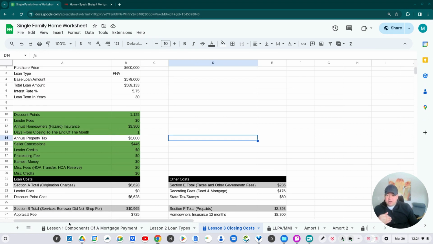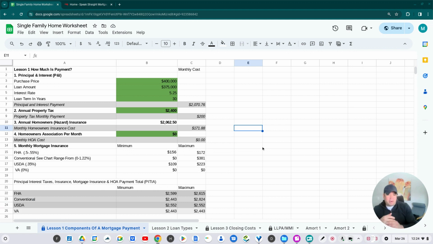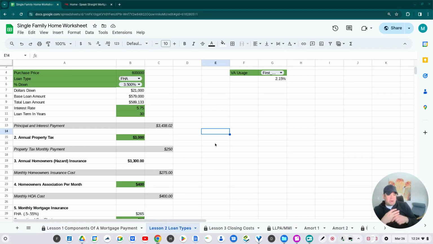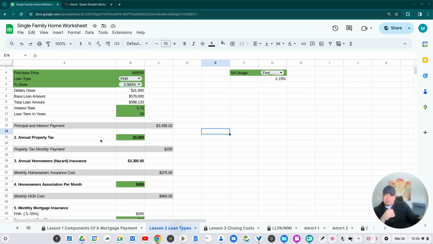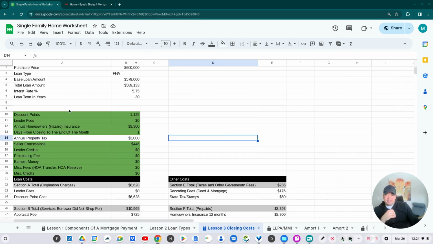Just to give an overview, lesson 1 was about the components of a mortgage payment. We calculated principal and interest, property tax, homeowners insurance, hazard insurance, and monthly mortgage insurance, and gave you background on all those things. In lesson 2, we went more into specific loan types, how they influence how much you need down, and how mortgage insurance cost changes based on loan type and the amount down. Now we're in lesson 3 and we're going to be estimating closing costs. So a lot of the data from lesson 2 is imported into lesson 3.